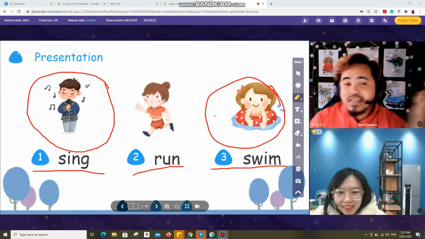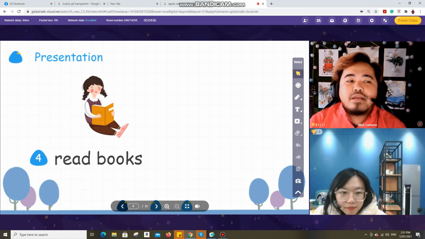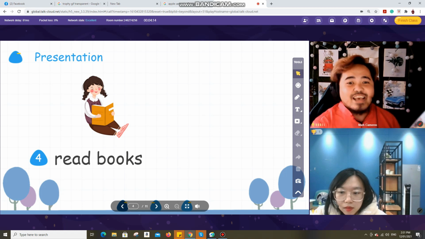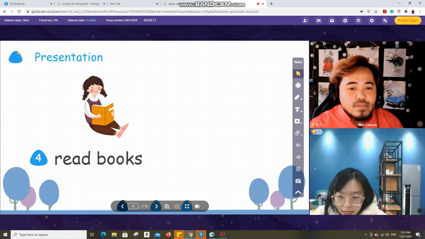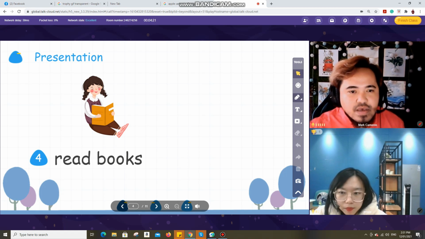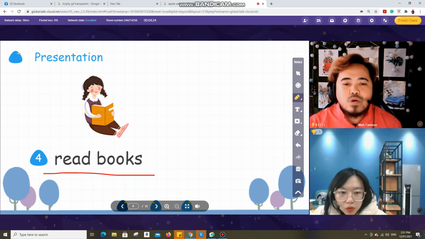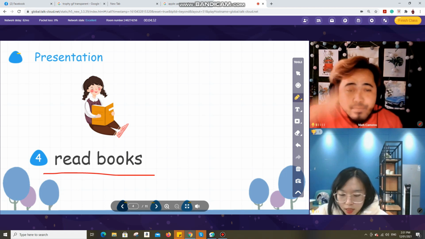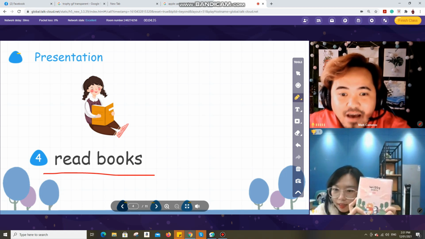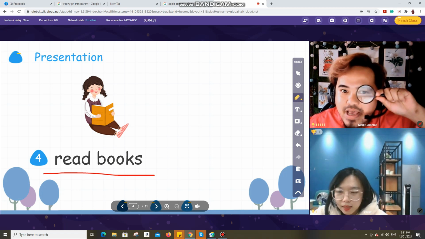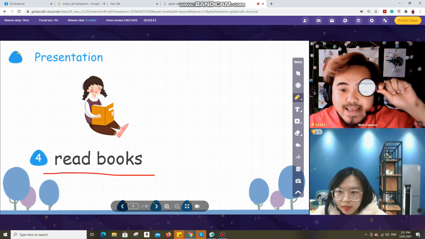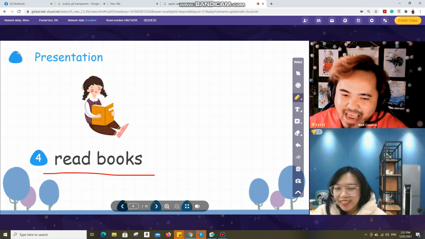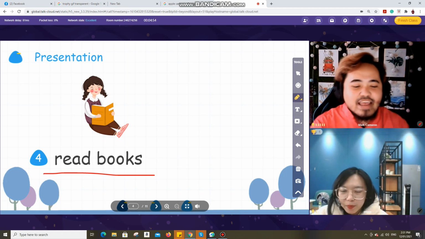Okay. Now, let's move to the next page. Okay. Now, this one is read books. Books, read. Mm-hmm. How about you? Do you like to read books? Yes. Okay, now let's say the words read books. Read books. Okay, do you have a book? Yes. Wow, what a wonderful book. Is that your favorite book? Do you like that book? Actually, it's a notebook. Oh, it's a notebook. Okay, it's all right. That's still wonderful. All right. Now give me five with that book.